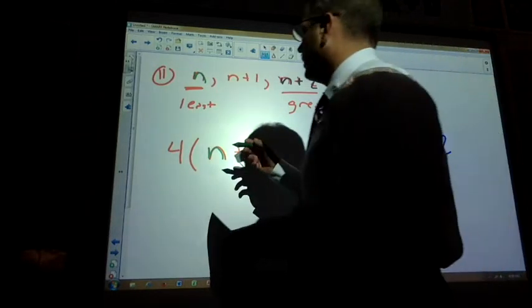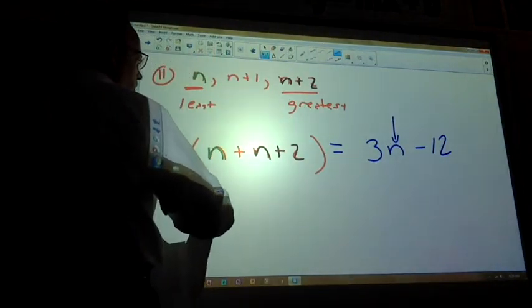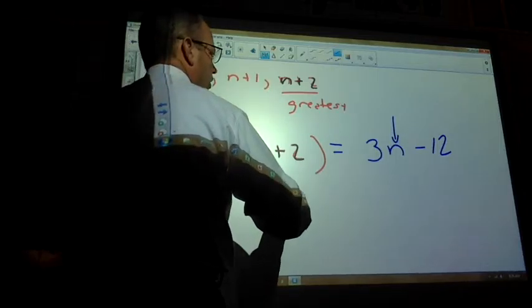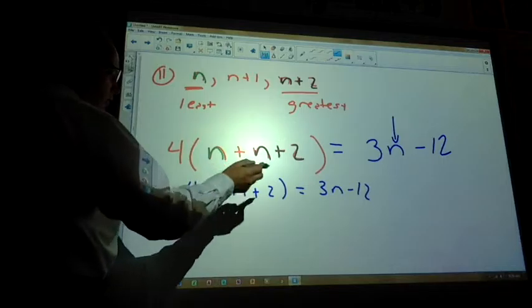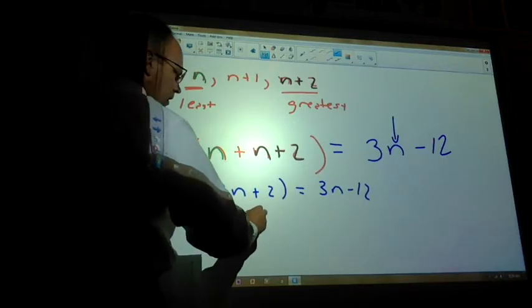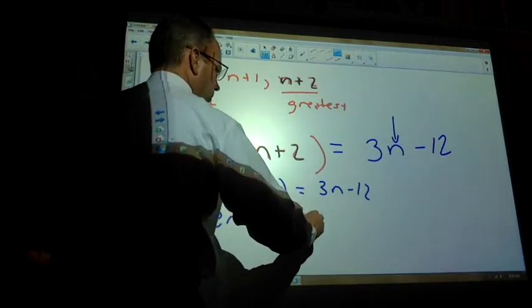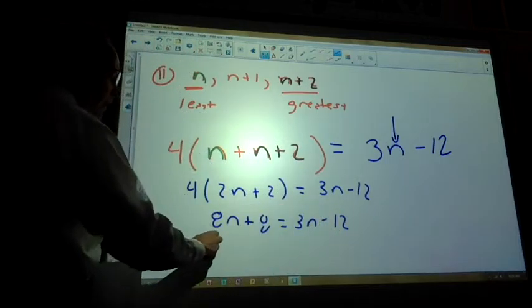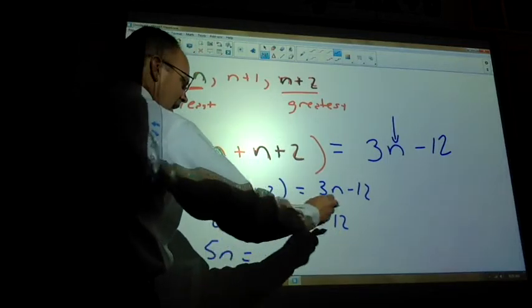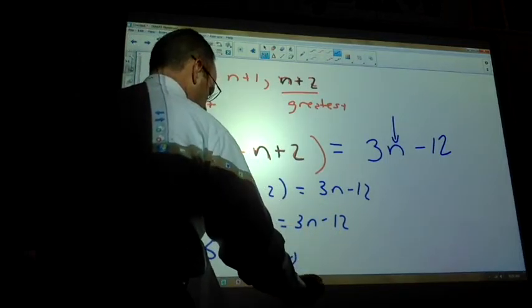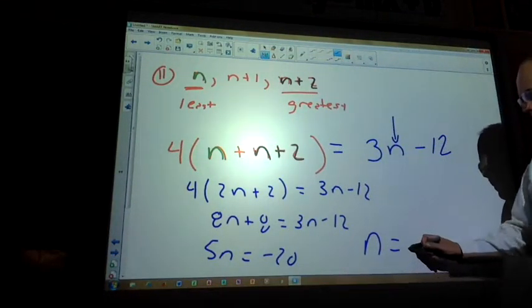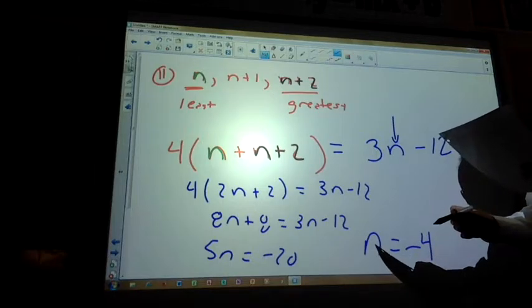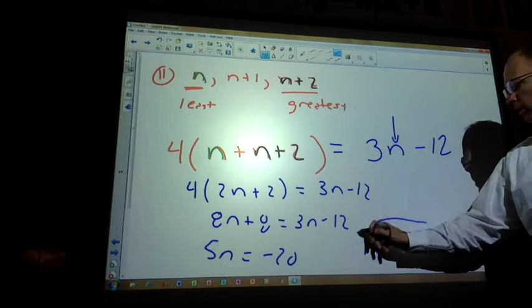Okay, solving it. We have 4 times 2n plus 2 equals 3n minus 12. Distribute, so I get 8n plus 8 equals 3n minus 12. Subtract 3n. Subtract 8. So it looks like n is equal to how many? Negative 4. So what is the least integer?